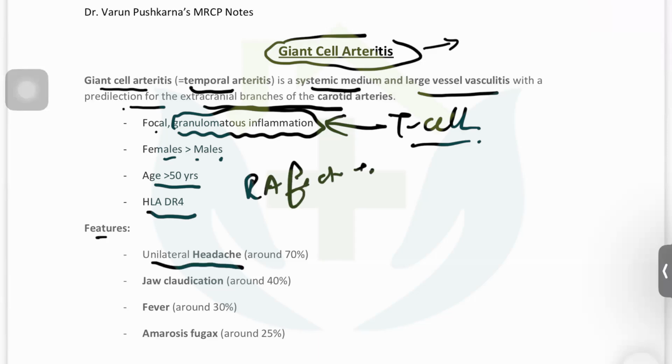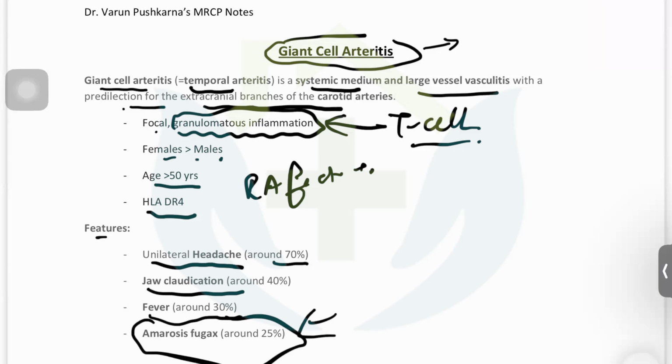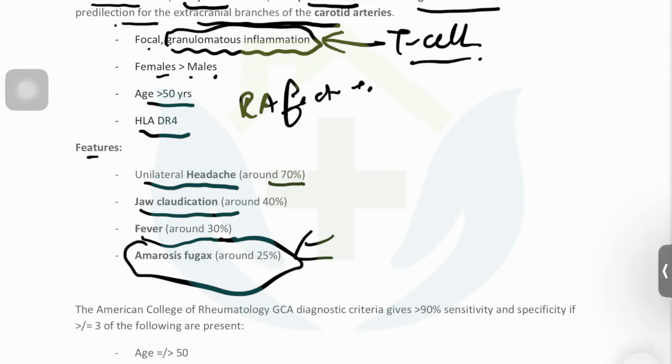Features are unilateral headache, usually 70%, jaw claudication, fever, unexplained fever for last 20 years. Patient has giant cell arteritis. Amaurosis fugax. Patient will tell you that last week I lost my vision, it came back, but then I see that I am having blurry vision again.